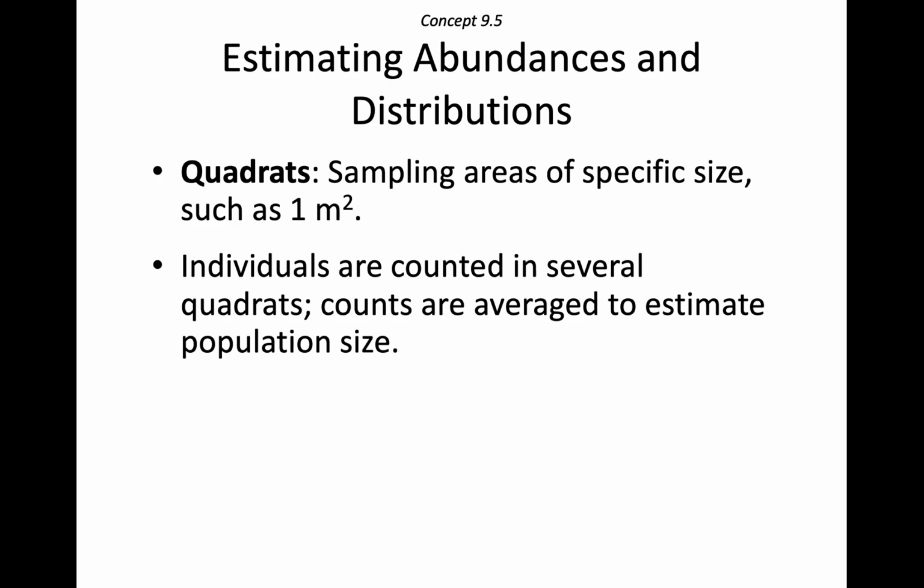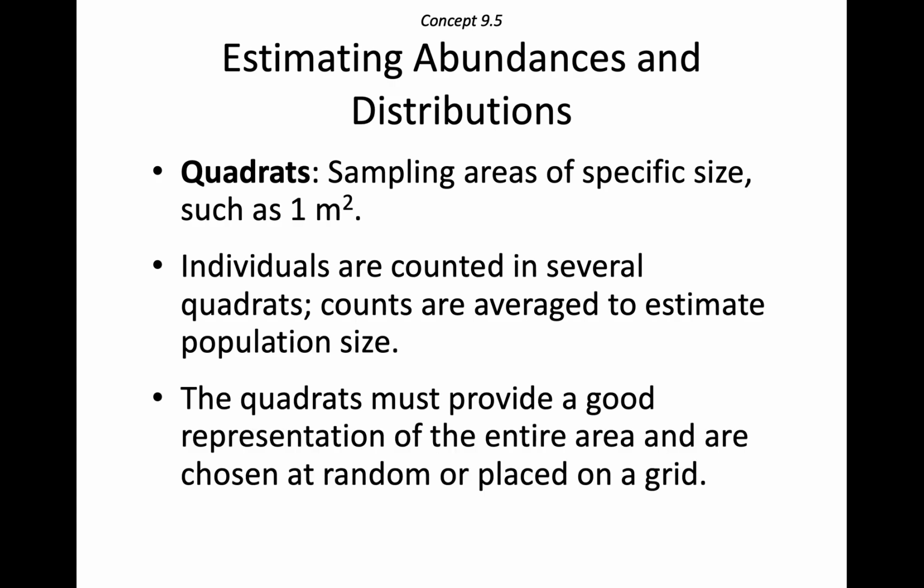So it's not that you go and just measure one quadrat, you measure a number. And very often you'd measure them over time, and you'd measure them randomly to make sure that you're not getting a biased population size estimate. So those quadrats must provide a good representation of the entire area and are chosen at random or placed on a grid.